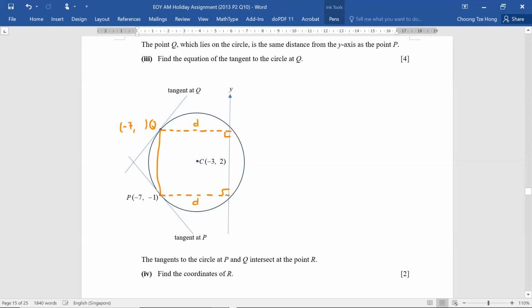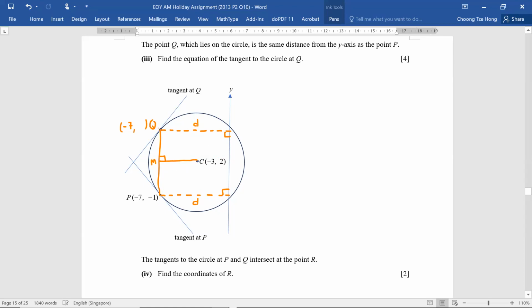Let me redraw this. Since they are the same horizontal distance away from the y-axis, if I draw a straight line from Q to P, it's going to be a vertical line straight down, all right? Now I'm going to draw a perpendicular line from C to this vertical line that I've drawn. Let's say I write M here.